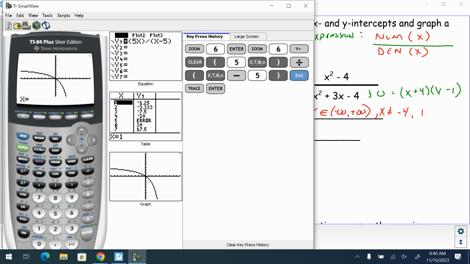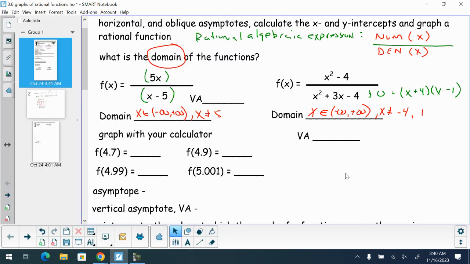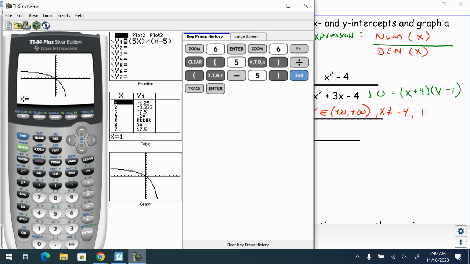And the first number we want to calculate it at is 4.7. It's asking us, what does x equal? I want to type in 4.7 and hit enter. We get negative 78.33. Now, you don't have to go through that process over again, because the next value we want is 4.9. All you have to do is type in 4.9 and hit enter. Then do 4.99 and then do 5.01.